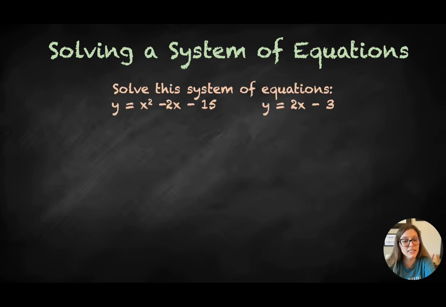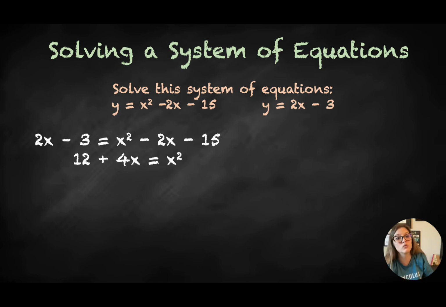If we solve this system of equations, we actually will end up with two solutions. So again, both are in the form y equals something, so we can set those somethings equal to each other. I am again going to add 2x to both sides, and this time I'm going to add 15 as well, so I end up with 12 plus 4x is equal to x squared. If I get this in the format of x squared minus 4x minus 12 equals 0, I can solve this quadratic equation. I'm going to choose to solve it by factoring.